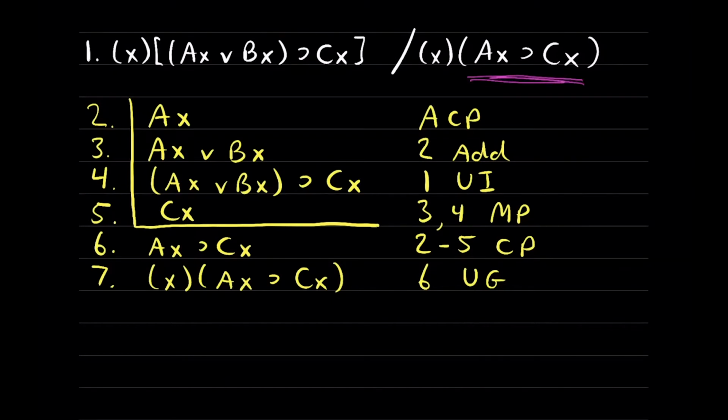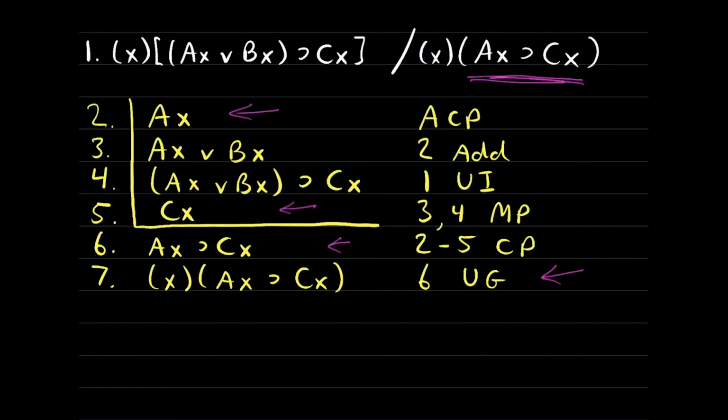Because what I need is a conditional, Ax implies Cx, I'm going to try to get that by conditional proof. I'm going to start by assuming the antecedent, Ax, and then try to prove the consequent of that conditional, Cx. I'll close off the conditional proof sequence. That will give me Ax implies Cx. And then finally, on line 6, I'll apply a universal generalization step to reach a universal conclusion based on the conditional on line 6.